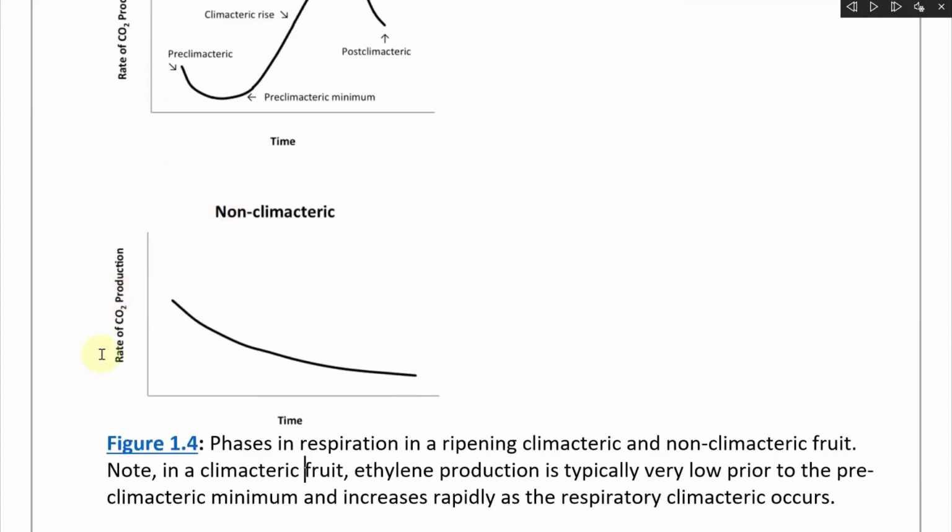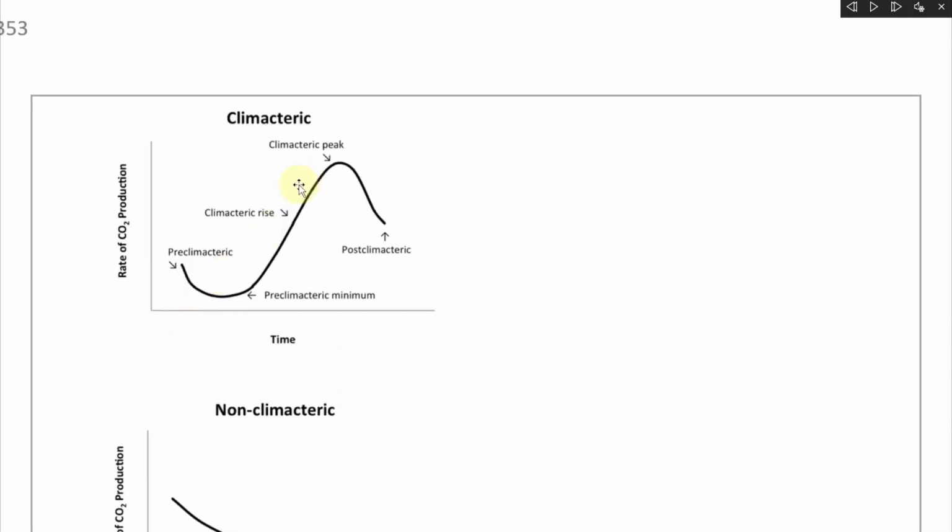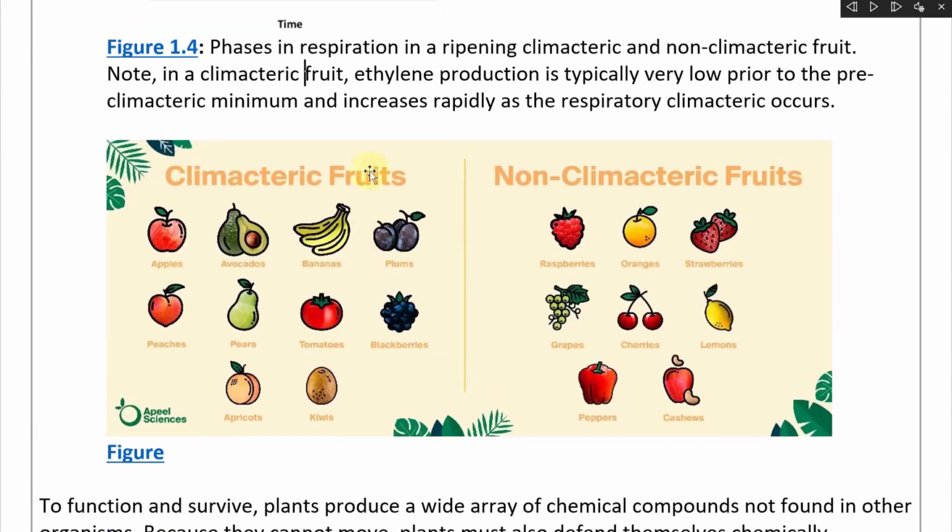And then the other one here, the rate of CO2 production for non-climacteric fruit with time. It ripens, and all of a sudden it just goes down and down like that. This one you want to pick when it's ripe. The climacteric one, when it's unripe, will ripen on its own. Very fascinating. And now here's a figure to compare the different types.